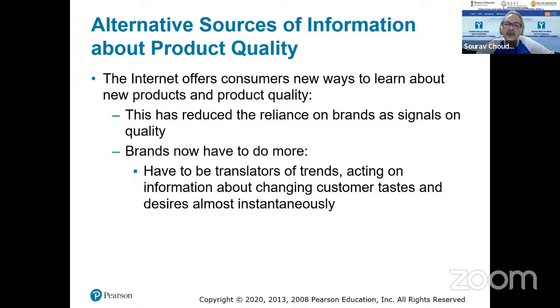This has reduced the reliance on brands as signals of quality. आज आपके पास इतना चॉइस है, because so much of information around you, आप किसी एक ब्रांड पे रिलाई करके नहीं चलोगे. Your reliance on a single brand has become less and less. A single brand doesn't tell you that it's a great quality.